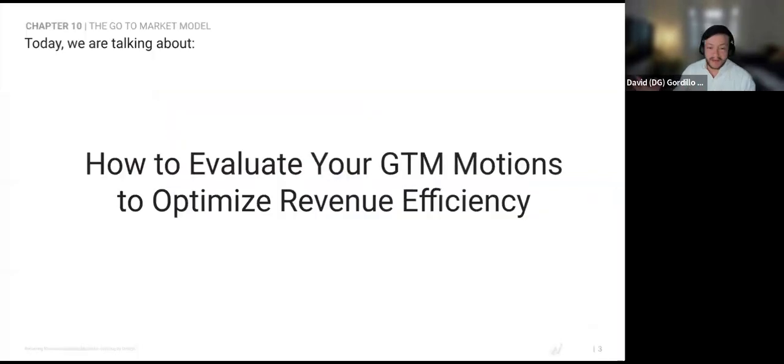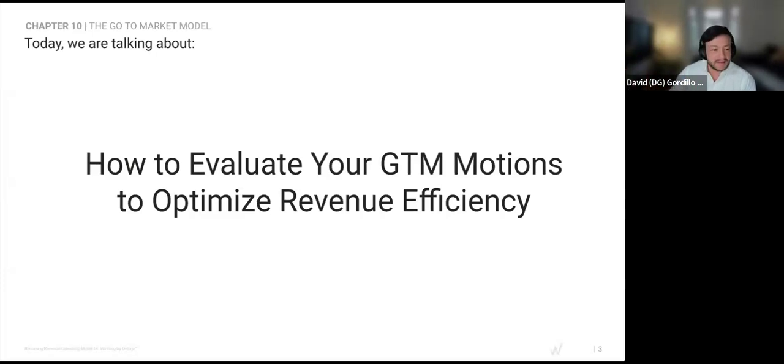Good. So today we're going to be talking about how to evaluate your go-to-market motions to optimize your revenue efficiency. It's a mouthful for sure. So I'm going to try to break down this question into different parts to give you the information. And hopefully you will be able to take home very actionable insights that you can start using tomorrow.